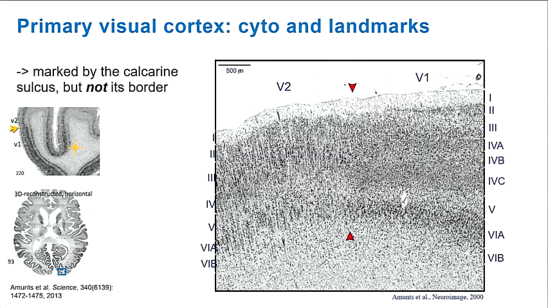Let's have a look at the next example, which is the primary visual cortex, which is related very closely to the calcarine sulcus, but again in a quite specific way, because when you see the calcarine sulcus in an image, you can be sure that in the surroundings the primary visual cortex can be found. However, the more lateral borders, the more dorsal and ventral borders, are not restricted or limited to the localization of a certain sulcus.